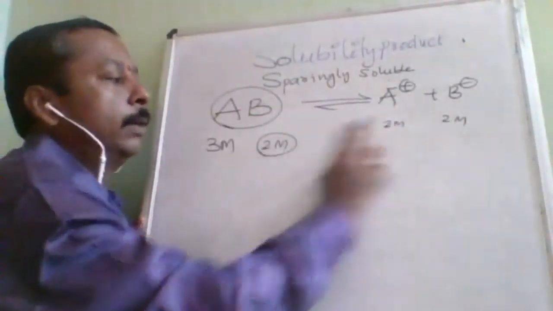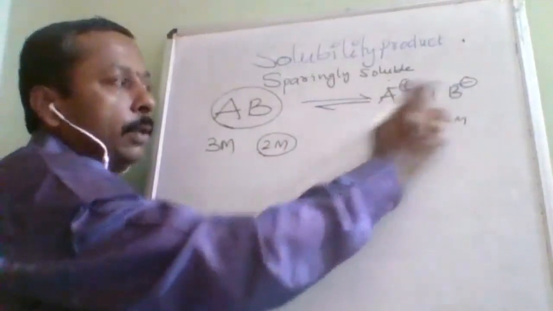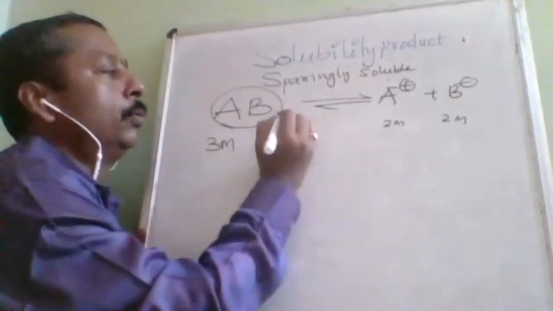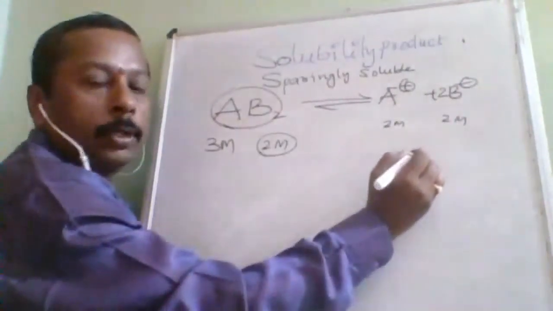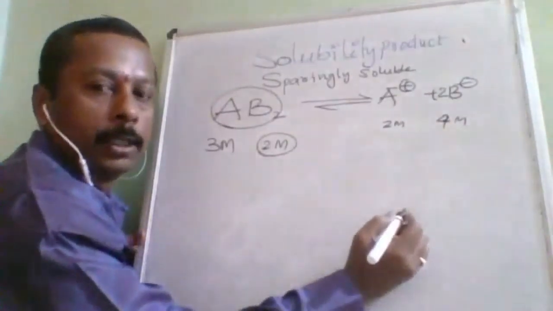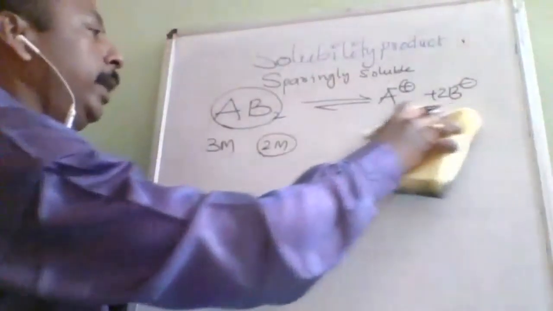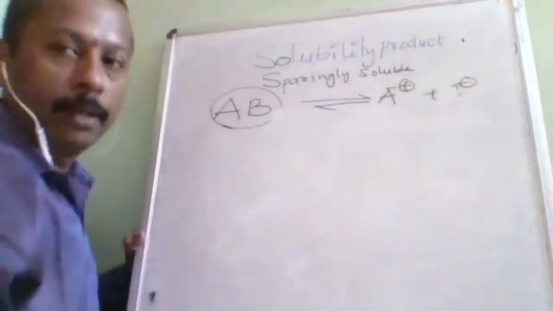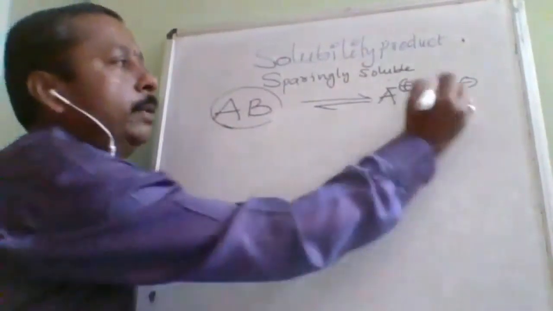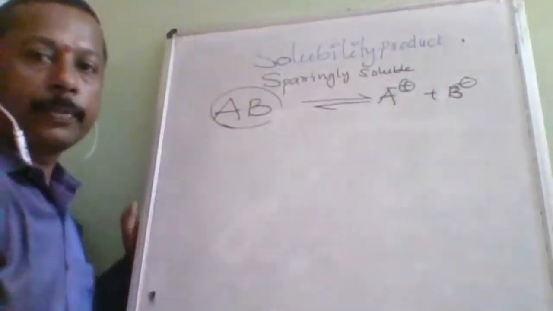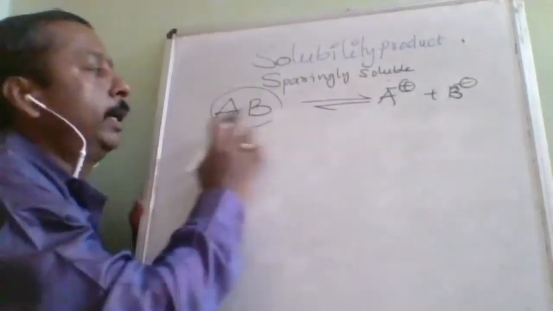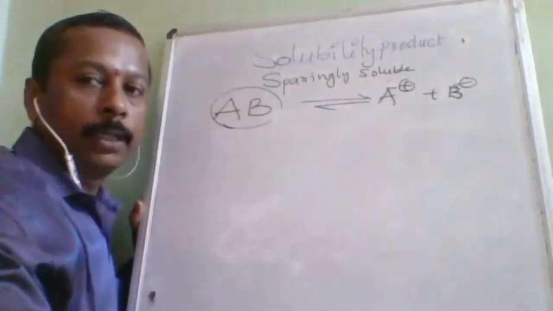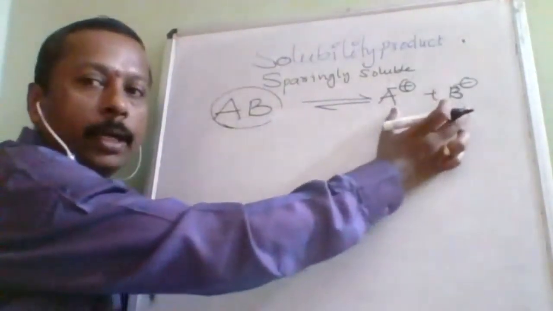But here in this example, these two ion concentrations are the same, but they may not be the same every time. Let us take an example, A2B. So this will be 2, and now it will be 4 molarity. So the solubility of a salt may or may not be equal to the concentration of cation and anion. They will keep on changing. That depends upon the stoichiometry: AB2, A2B3, A4B3. Likewise, that will change the concentration of the cation and anion produced.